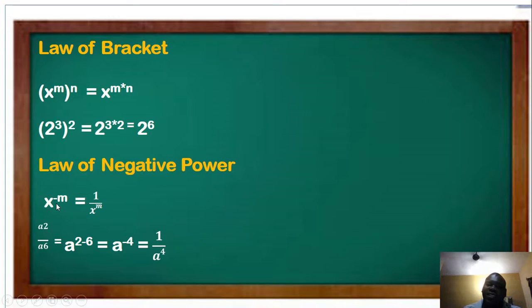The law of negative power says that x raised to power minus m is equal to 1 over x raised to power m. So the law of negative power is more like a fraction. It will convert the equation to a fraction. If the base has a negative index, the answer will be a fraction: 1 over the base raised by the power. For example, x here is the base, m is the power or the index. So x raised to power minus m is equal to 1 over x raised to power m.